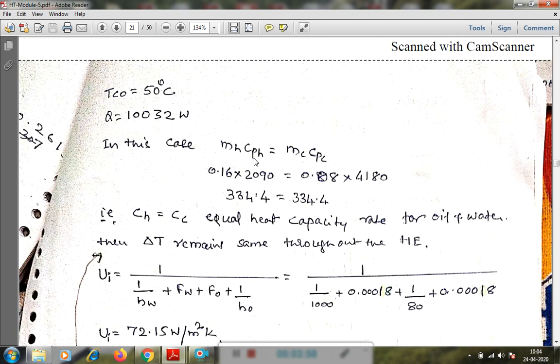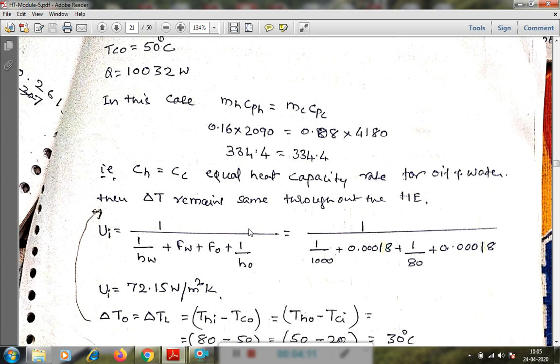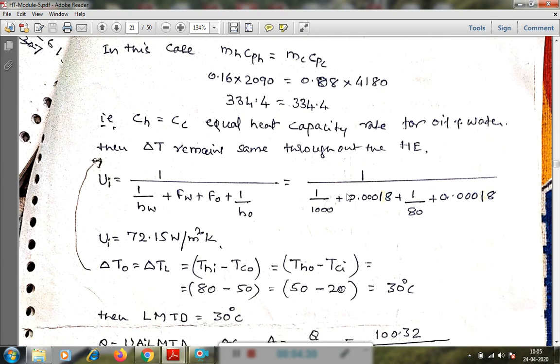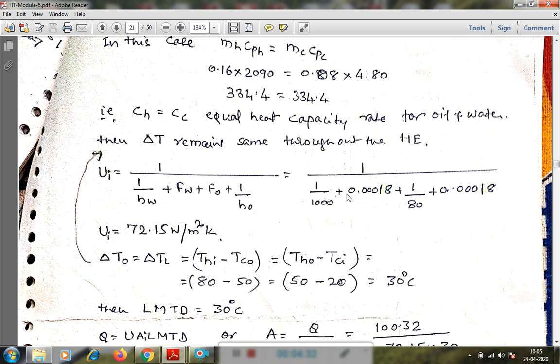In this case, we can see that mH Cph is equal to mC Cpc. Both are equal. Then here the Ch is equal to Cc. Whatever, the heat capacity rates of both fluids are the same. Then whatever the temperature difference is, it remains constant throughout the heat exchanger. Delta T remains constant throughout the heat exchanger. Therefore, delta Ti is equal to delta T0, or delta TL. Delta T0 is equal to delta TL.